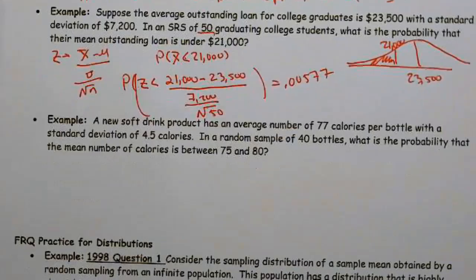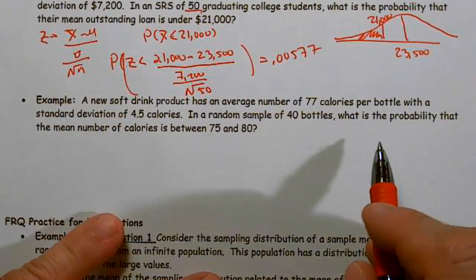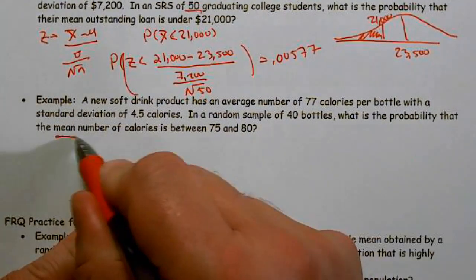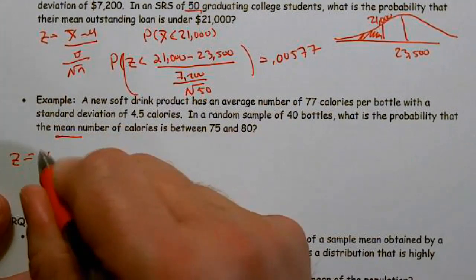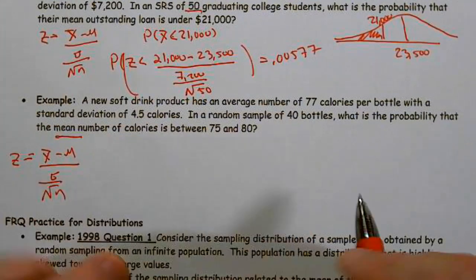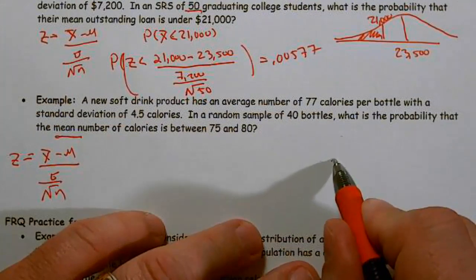A new soft drink has an average number of 77 calories per bottle with a standard deviation of 4.5. In a random sample of 40, what's the probability that the mean number of calories is between 75 and 80? Okay, so once again, we're looking for the mean. So that tells me I'm looking for z equals x bar minus mu divided by sigma over the square root of n. Now here, when I read this, they didn't tell me it was normal.